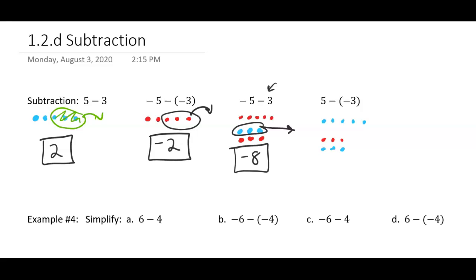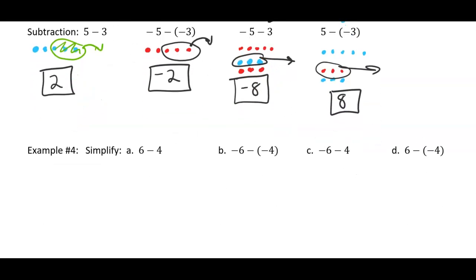But now I have 3 negatives that I can take out, because that's what I want to do, is take out those 3 negatives. So there's my 3 negatives. They're going out. And now what do I have left? I have 8 positive. So 8. Okay. So we'll try it here on these next examples and see how we do.